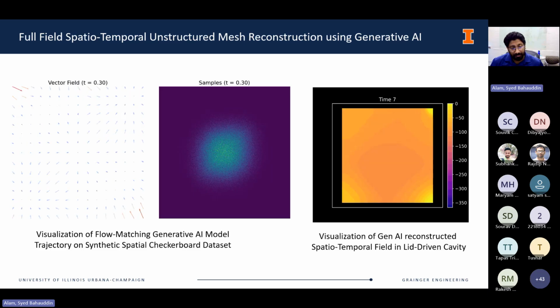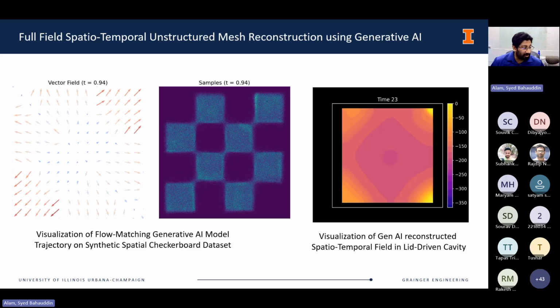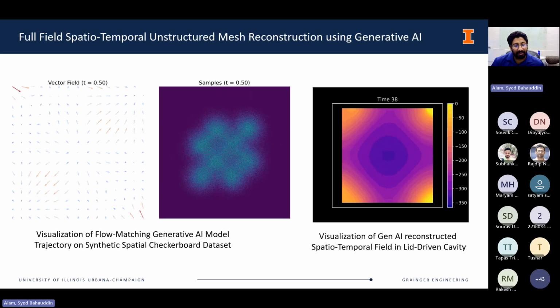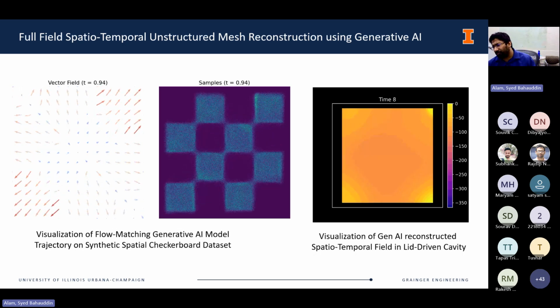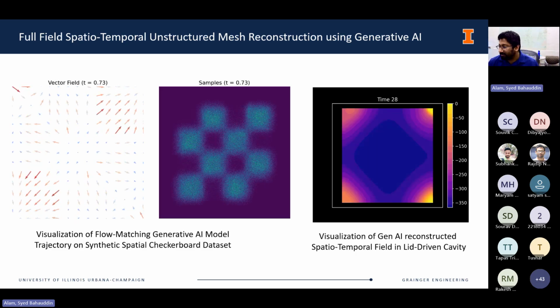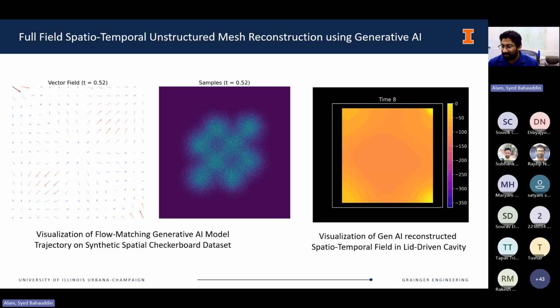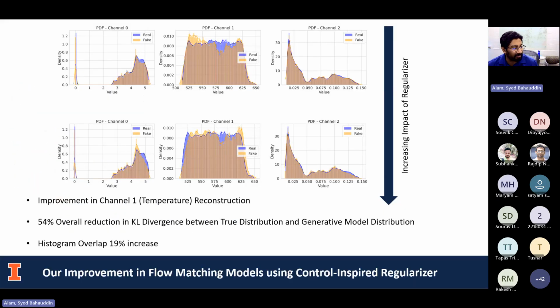But what Sid generated, the flow matching and others, gave us some confidence. But again, the use case is fairly straightforward, like a lid-driven cavity. But again, it handles the transient. I want to see that in more complex systems before I can make any judgment on that.